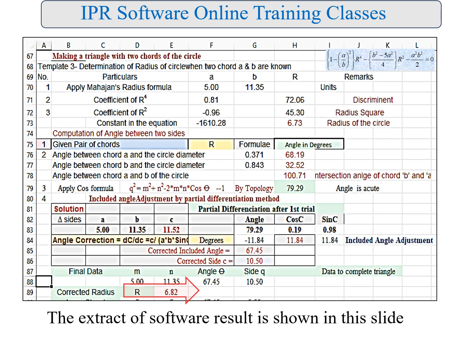Resulted data are: angle between chord AE and chord AD is equal to 79.29 degrees. Computed chord CD is equal to 10.50 centimeters. Thus, corrected radius of the circle is equal to 6.82 centimeters. With above data, the polygon pentagon A, B, C, D, E can be drawn.